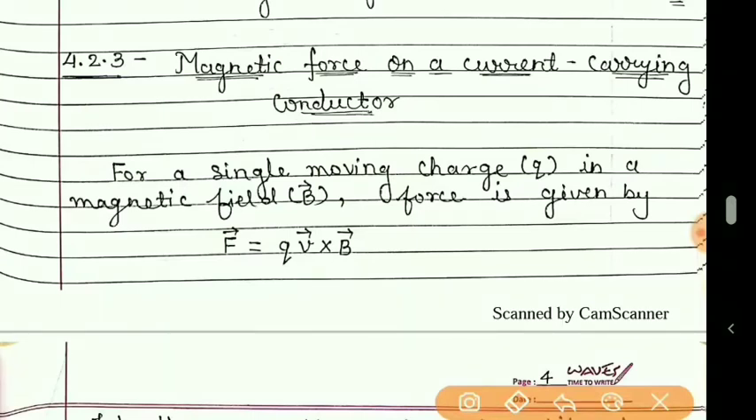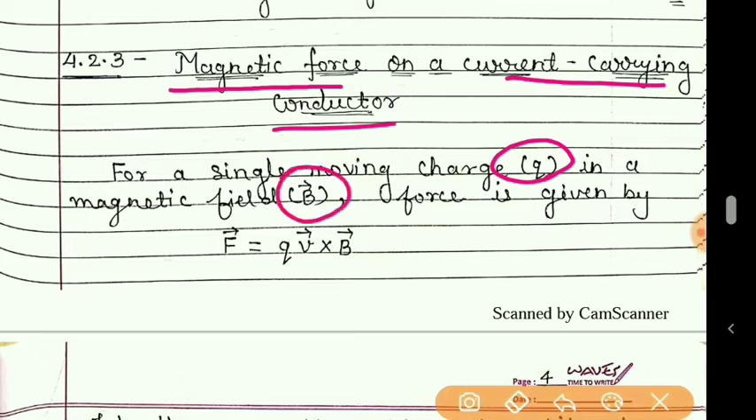Now, about magnetic force on a current carrying wire. Now students, we know that if a charged particle is in motion and it enters a magnetic field, then a force acts on it, and that force is given by this formula, that is F is equal to QV cross B.